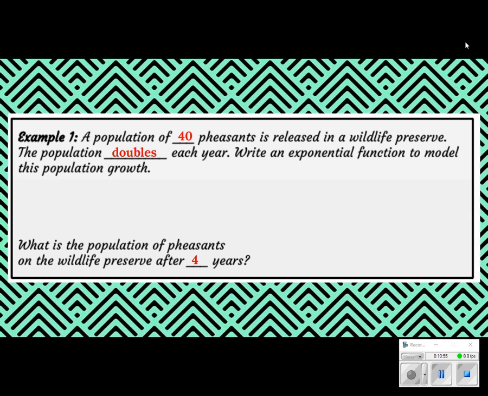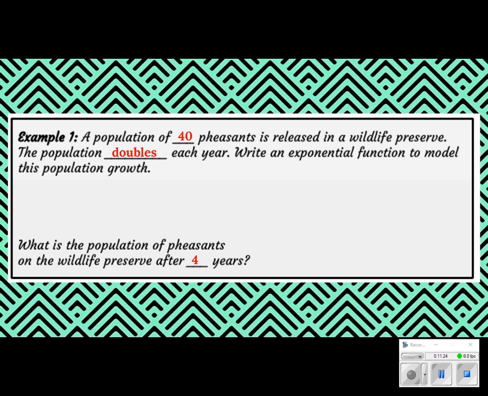All right, so a population of 40 pheasants is released in a wildlife preserve. The population doubles each year. Write an exponential function to model this population growth. Then we have a part B. This is very much like what's in the homework. Part B says, what is the population of pheasants on the wildlife preserve after 4 years? So we're going to write an equation to answer the first part. Then we're going to use that equation to answer the second part.